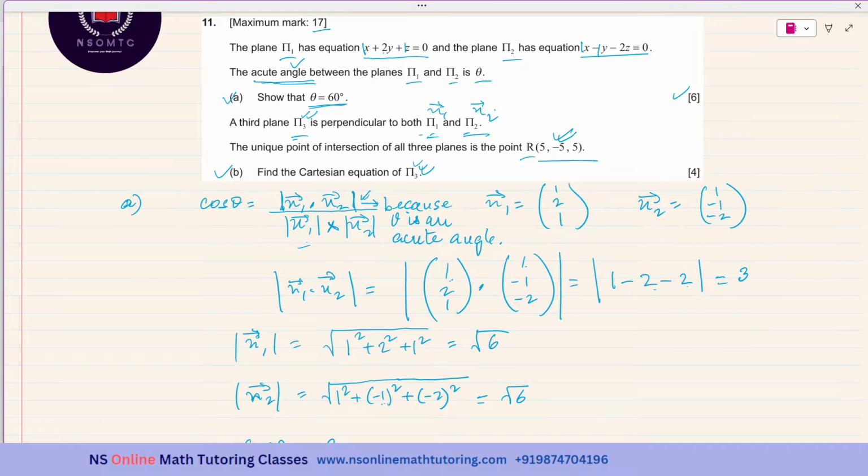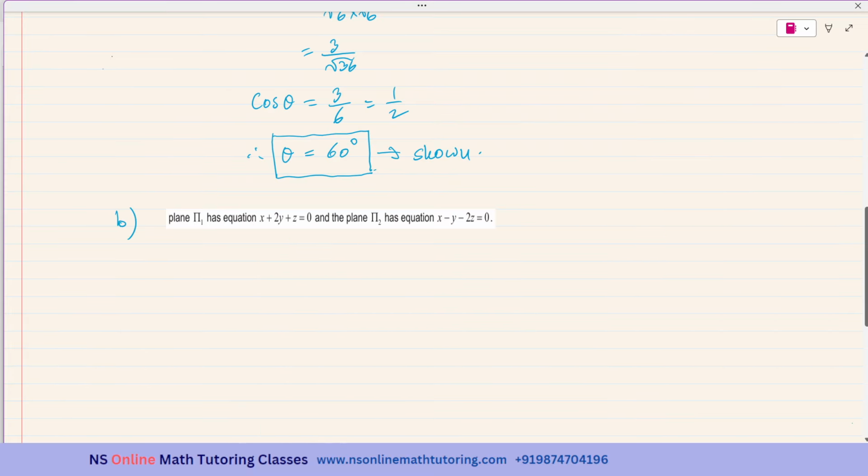And how to get a vector which will be perpendicular to two other vectors? We have to take the cross product of these two vectors. So we can get the n3 vector by doing the cross product of n1 and n2. I have brought in the equations of these two planes again over here so that you can see what will be the n1 and n2 vectors.